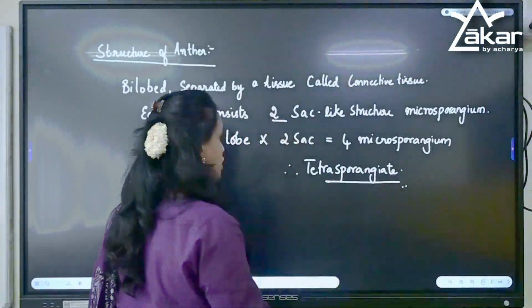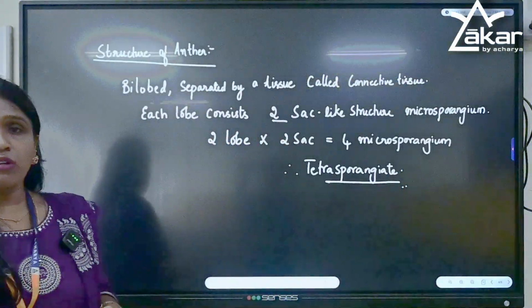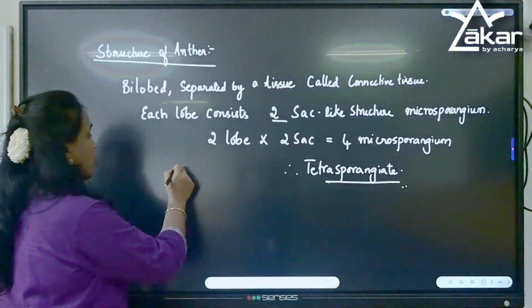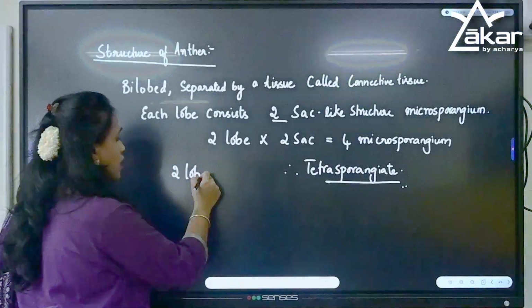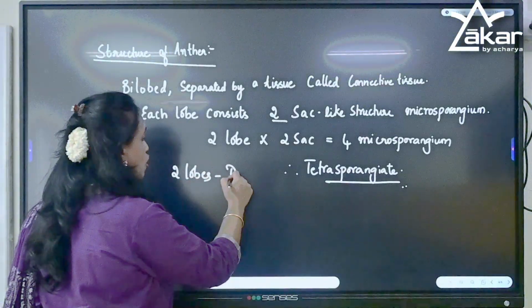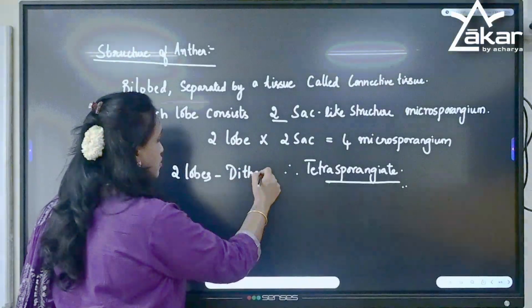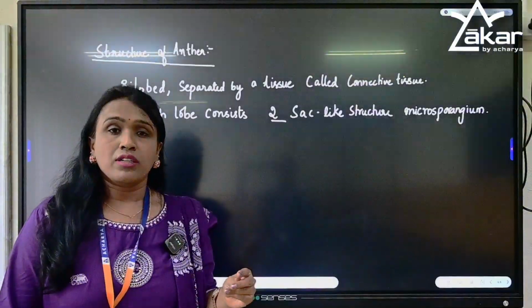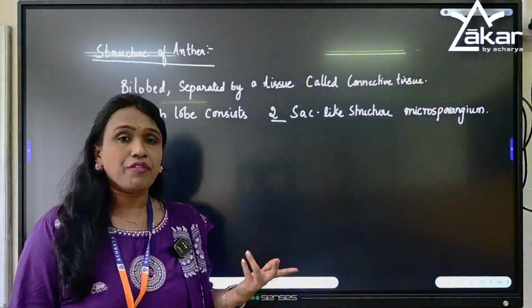Okay, tetrasporangiate meaning 4 microsporangium. So since it is having two lobes, it is called dithecous. The anther is called dithecous. Next topic is structure of anther.